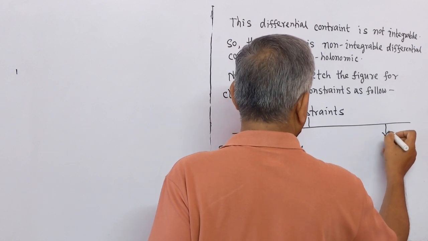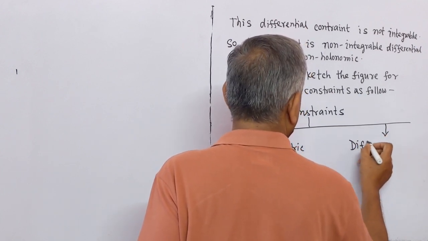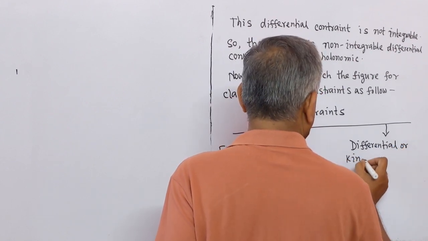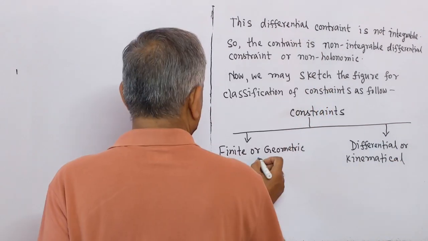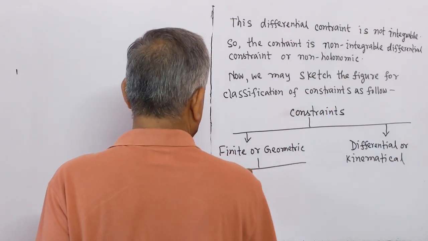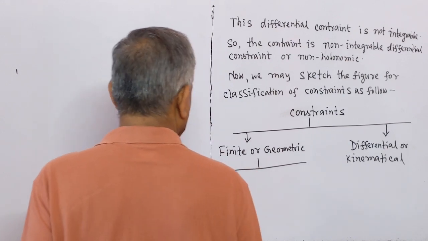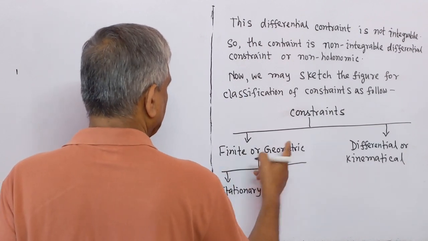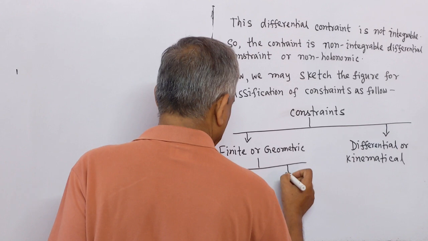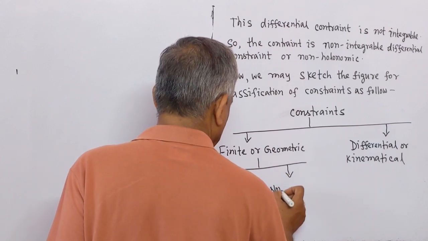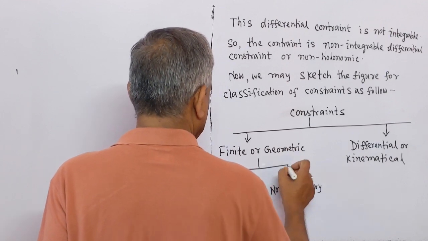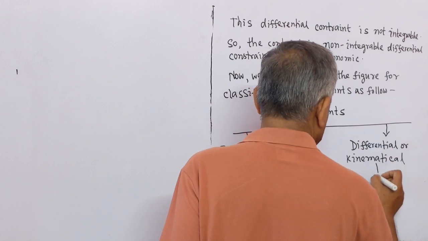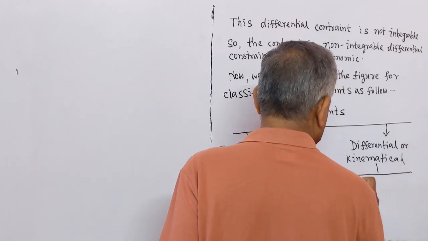Second is differential or kinematical. Finite constraint is subdivided into two divisions. Number 1, stationary finite or geometric constraint. Number 2, non-stationary finite or geometric constraint. Differential or kinematical constraint may be subdivided into two divisions.